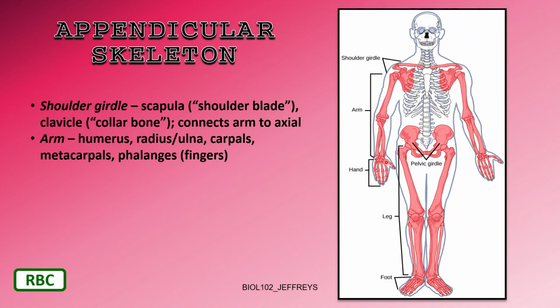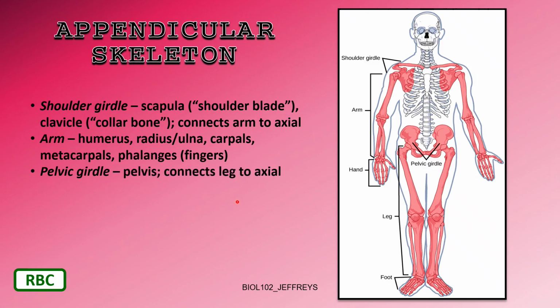Then you have the bones of the hand, which include the carpals. Those are the bones of the wrist. The metacarpals, those are the bones of the hand, the palm of the hand. And we call them phalanges, the bones of the fingers. There are many bones there making up your fingers, but we call them collectively phalanges.